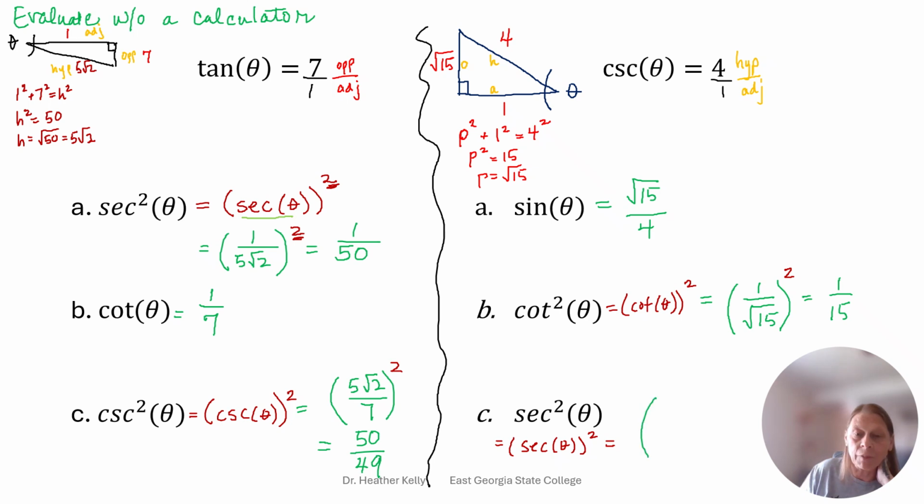My brain just got distracted there for a second. So secant, my bad. Secant is the reciprocal of cosine, so we're doing hypotenuse over adjacent. So hypotenuse over adjacent. And that asked us to square that, and so we get 16.